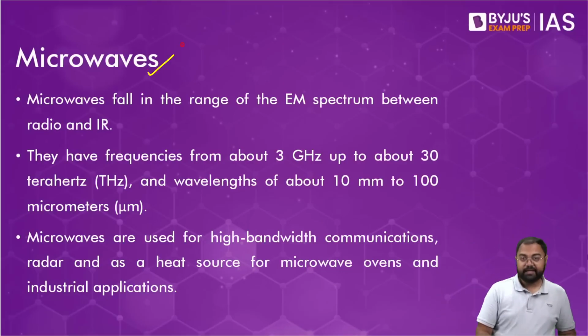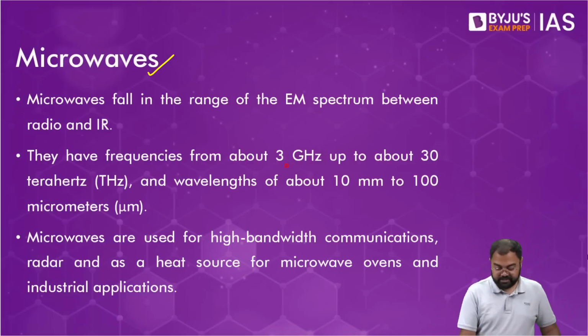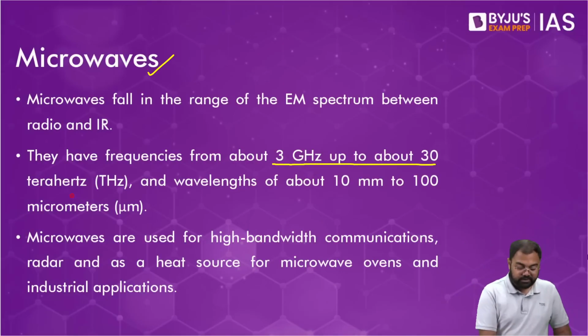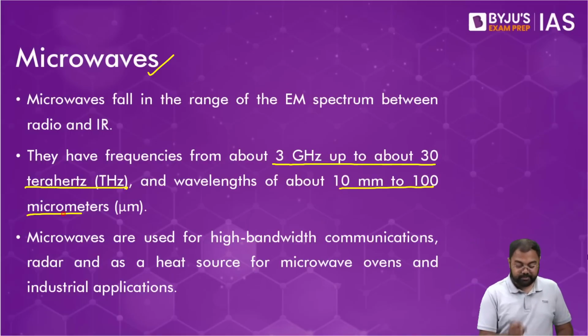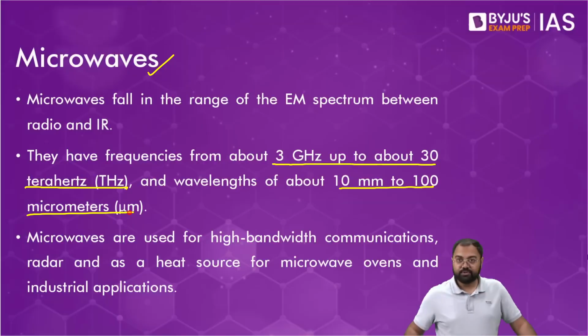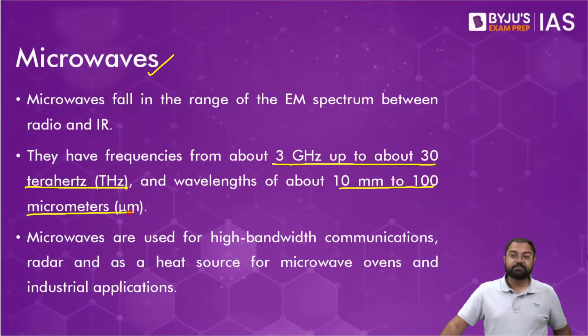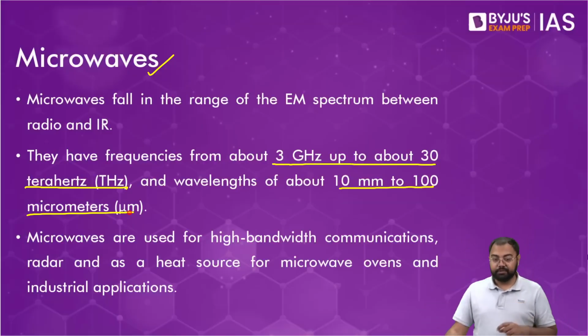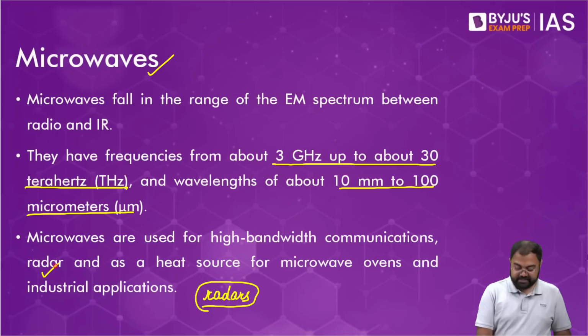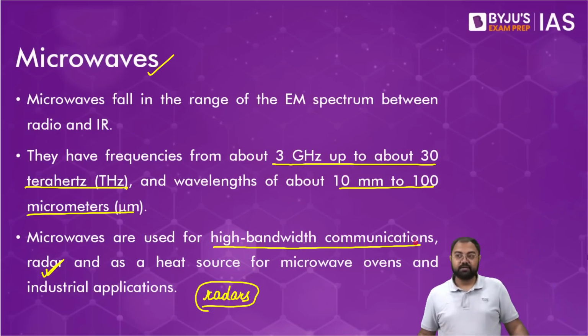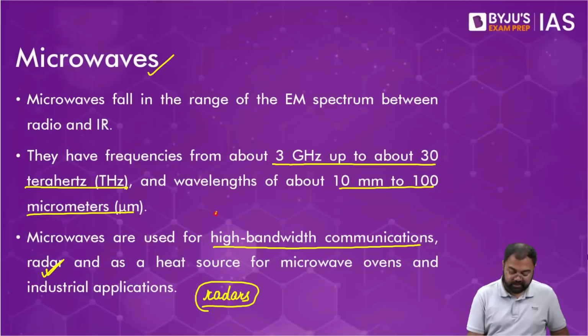Then we have the microwaves. Now microwaves have a frequency range between 3 gigahertz up to 30 terahertz and wavelengths between 10 millimeters to 100 micrometers. And when it comes to microwaves, we just discussed that we use it in radars. So in radar systems it can be used. It can also be used for high bandwidth communication. High bandwidth meaning in a manner high frequency.